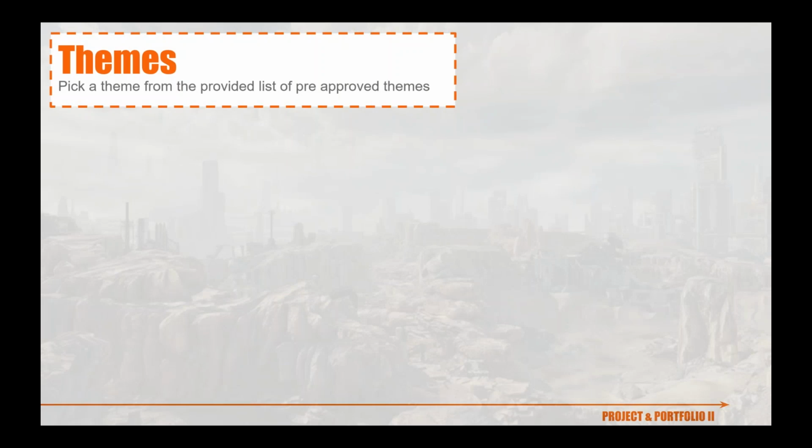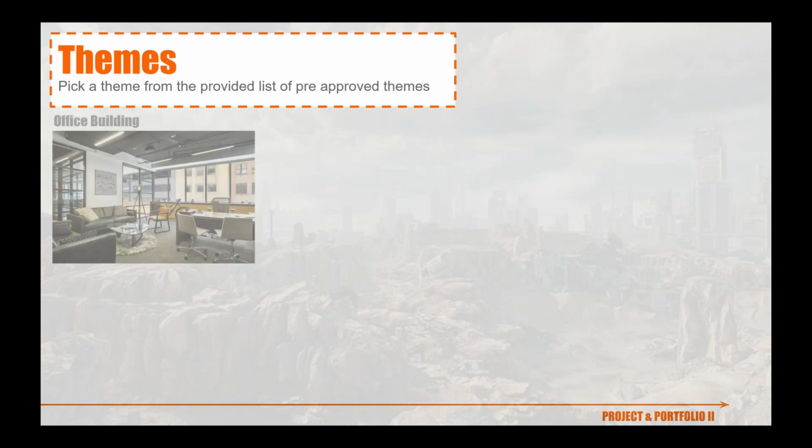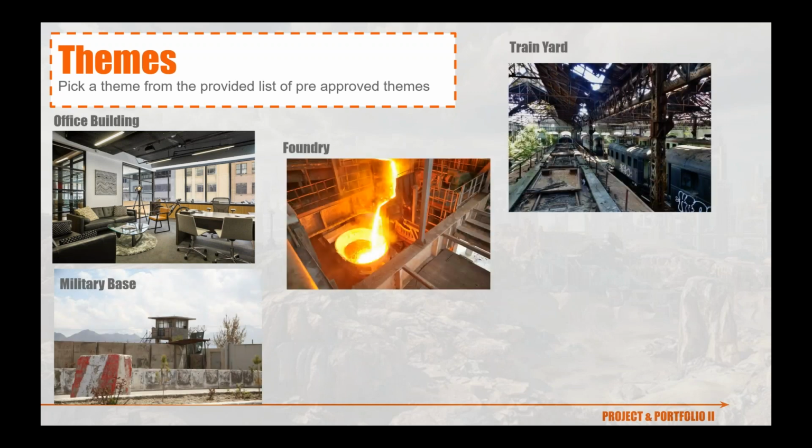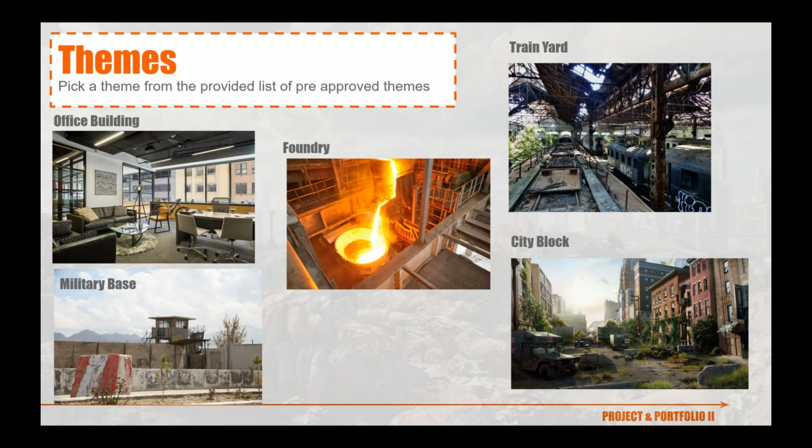All right, so the theme of your level, we know that Scraps is set in a post-apocalyptic setting. We've provided you guys with a list of pre-approved themes, and there are a bunch to pick from. So here's just a few, like an office building, a military base, a foundry, a train yard, a city block, and then there's a bunch more in the actual themes document, which I have linked to the level design document template. So a lot of these are very generic and they can be modified.